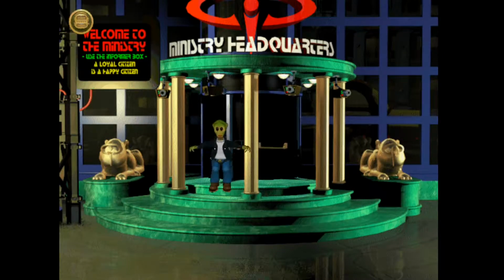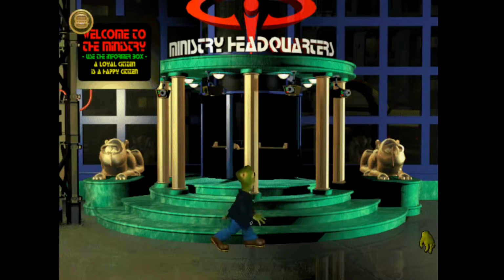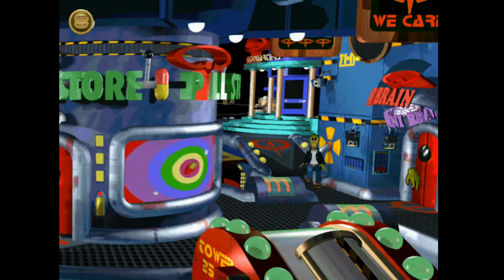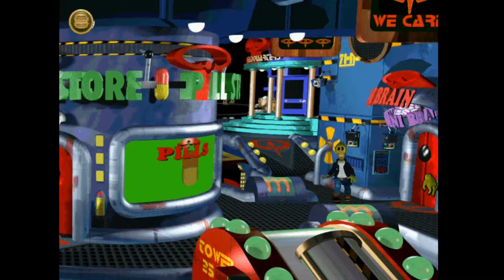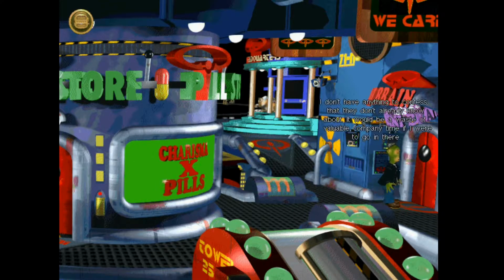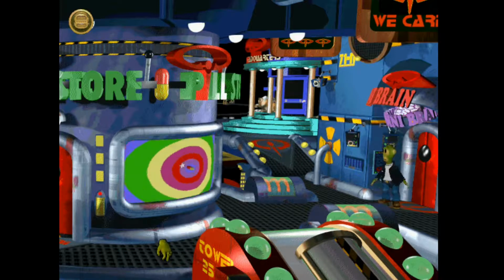I was going to jump down the steps again. Yeah, okay. Kind of interesting that you do that every time. Let's go and confess. It's good for the soul. I don't have anything to confess that they don't already know about. It would be a waste of valuable company time if I were to go in there. Very well.